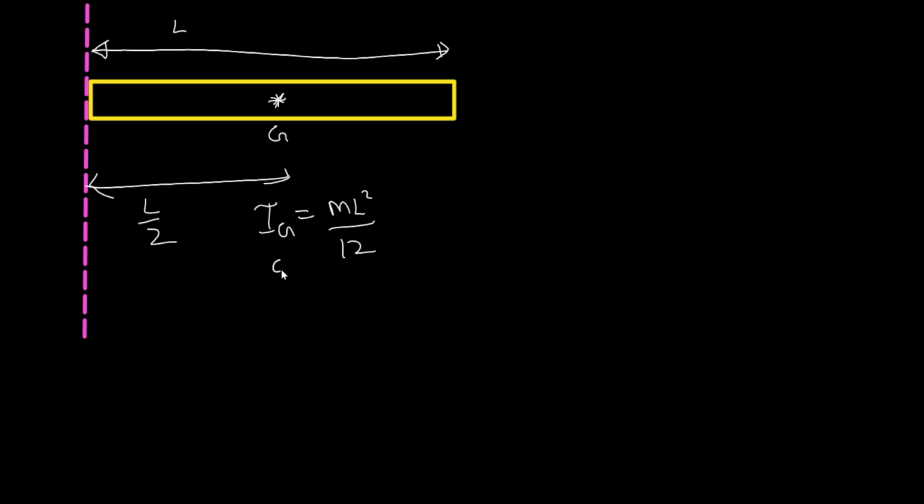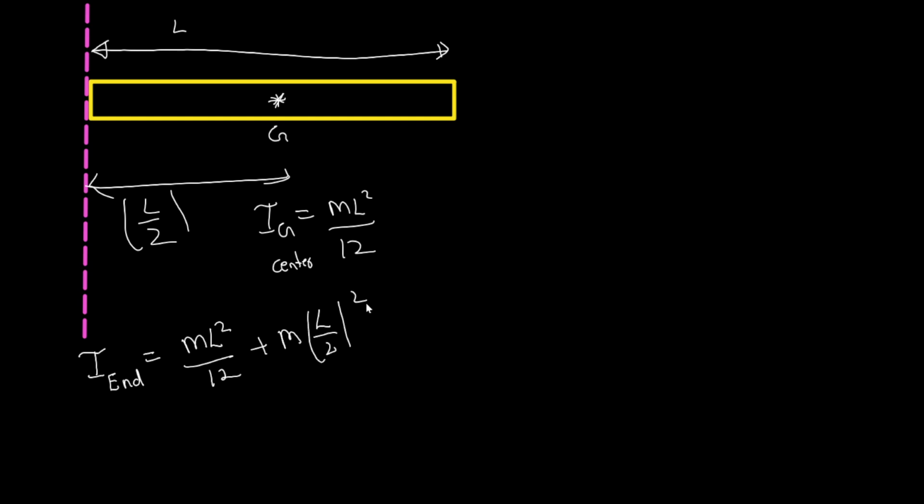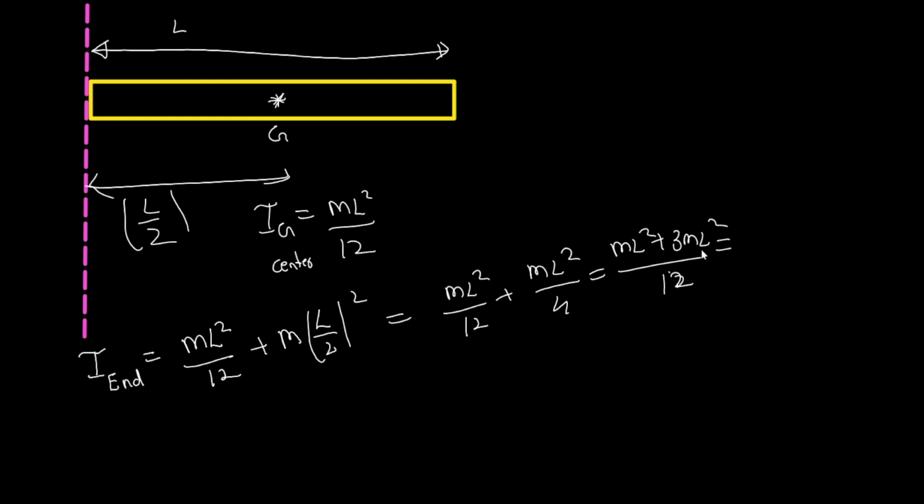So that was about the center. If I want to calculate I about the rod end, I will write the same formula, Ig, that is ml square by 12. Then I will write the mass, then the distance squared, that is L by 2 whole square. So I will get ml square by 12 plus ml square by 4. Taking the LCM of 12, you get ml square plus 3 ml square, so 4 ml square by 12, which is nothing but ml square by 3. Getting my point?